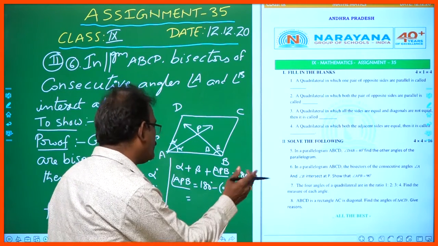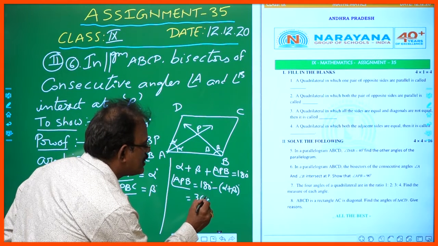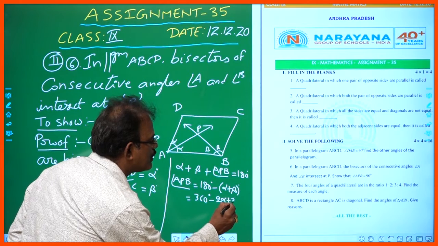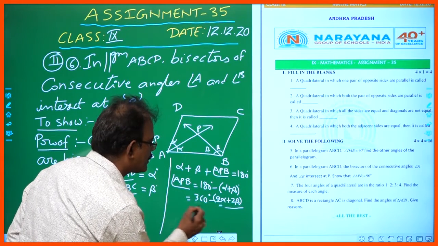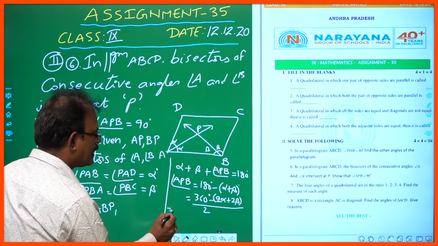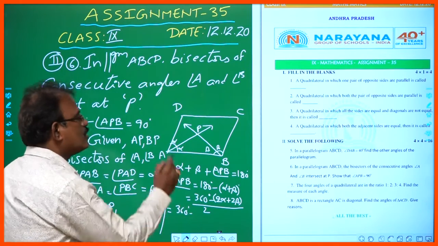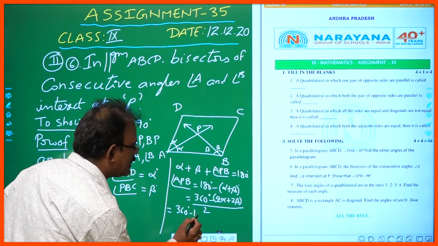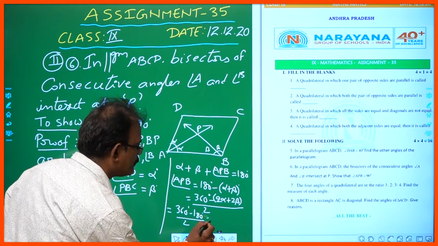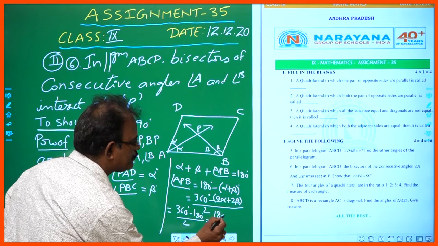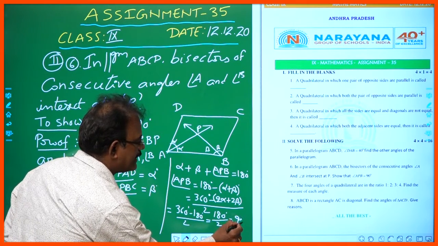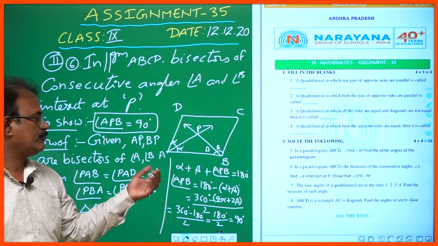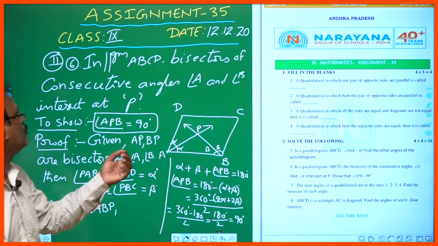Otherwise, if you take 2 by 2, this is 360 minus 2 into (alpha plus beta), that is 2 alpha plus 2 beta, by 2 into 2 by 2. Then 360 minus 2 alpha means angle A, 2 beta means angle B. Angle A plus angle B is 180 degrees, adjacent angles are supplementary. So 180 by 2 is 90 degrees. So angle APB is equal to 90 degrees, children. This is the solution for question number 6.